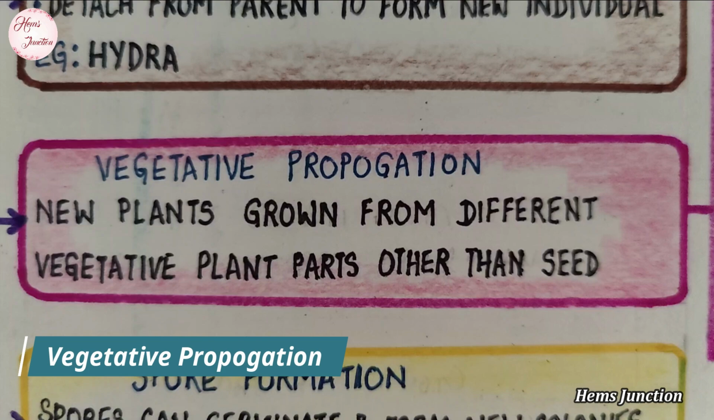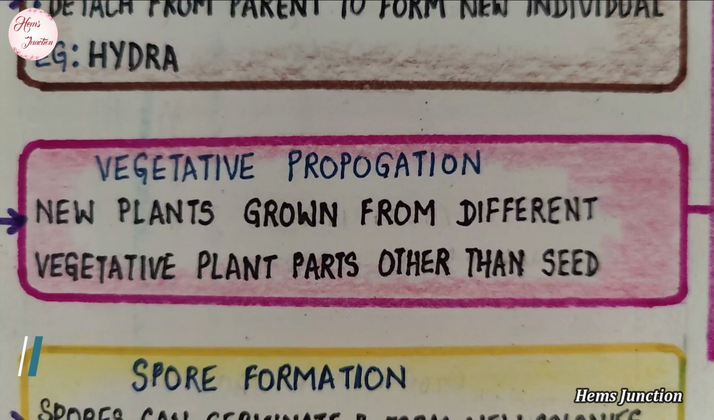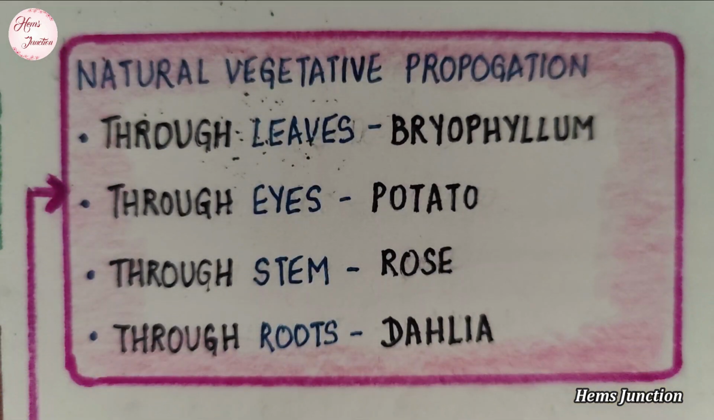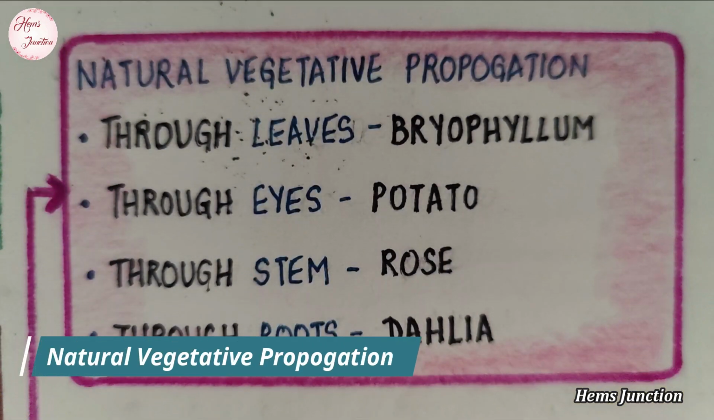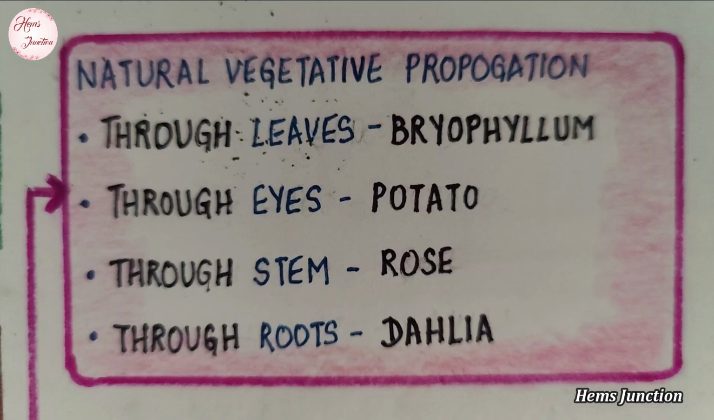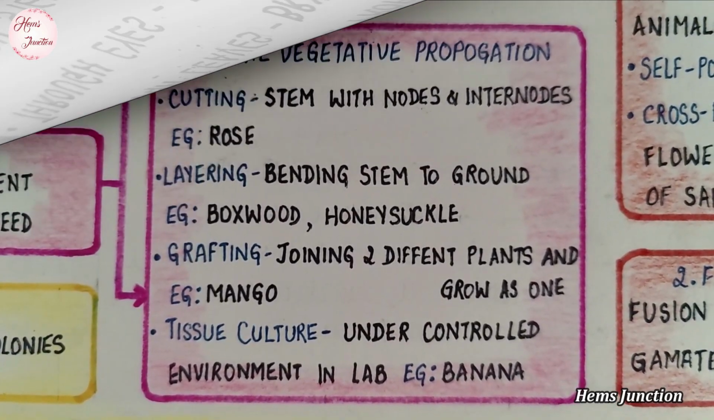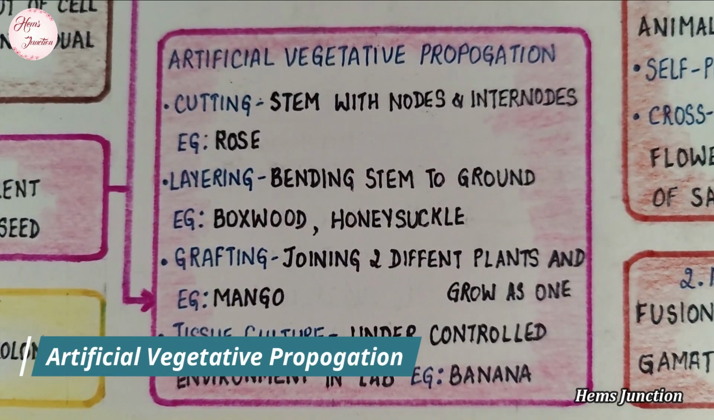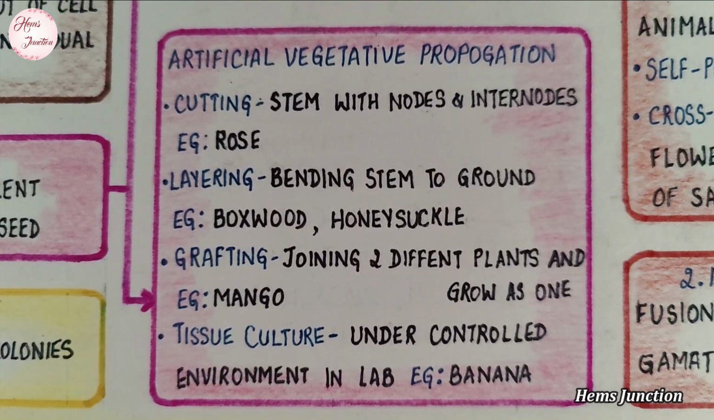Vegetative propagation. New plants are obtained from parts of the parent plant. It is of two types. Natural vegetative propagation is through roots, stem, leaves. Artificial vegetative propagation is done by humans through cutting, layering, grafting, tissue culture.